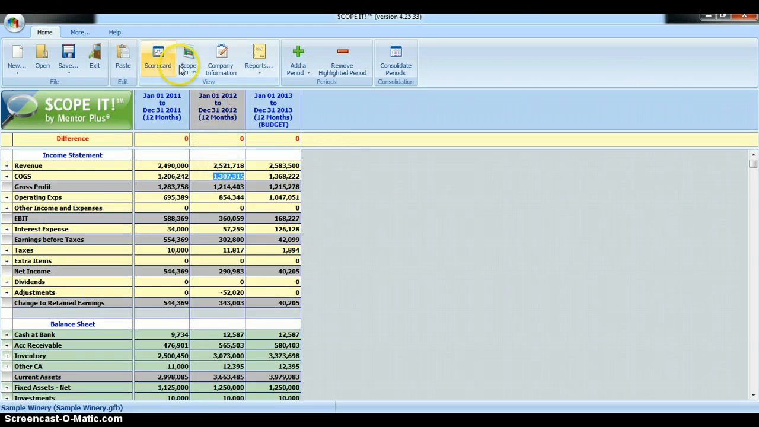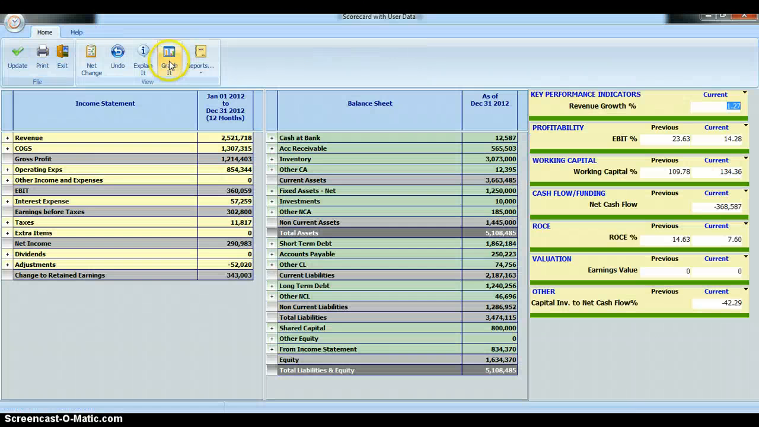We're going to look at 2012. I'm going to go right from the financial statement information to the scorecard. Now I can see the same stuff. I can see the income statement on the left, the balance sheet in the middle, and I can see some key performance indicators on the right-hand side of the screen. This is when the information starts to become more interesting.